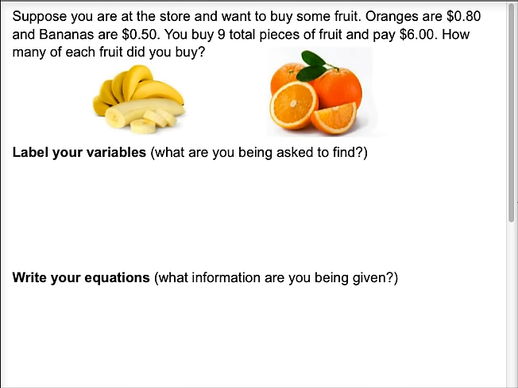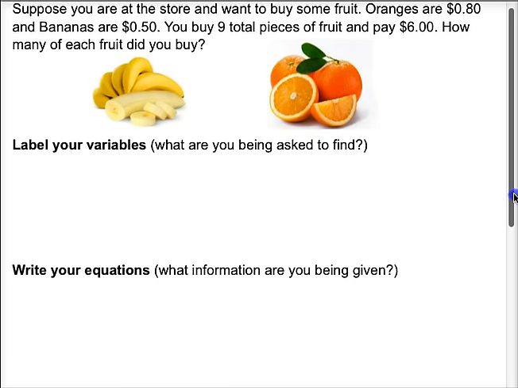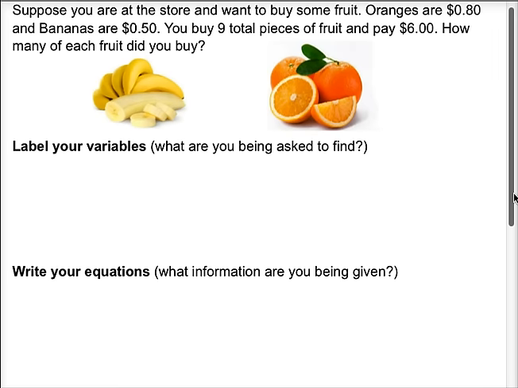Suppose you're at the store and want to buy some fruit. Oranges are 80 cents and bananas are 50 cents. You buy 9 total pieces of fruit and pay $6. How many of each fruit did you buy? So using systems of equations, we can solve this problem. I've kind of broken it down into 3 steps to help you.